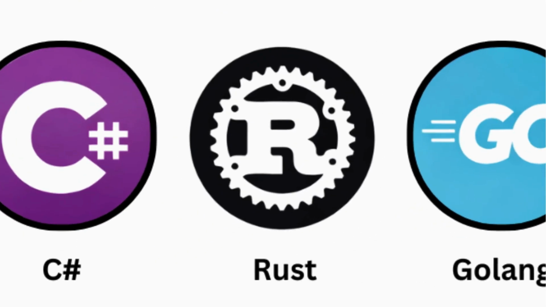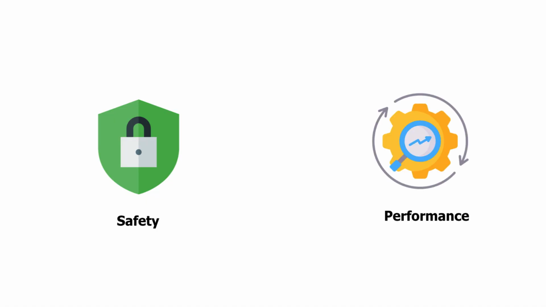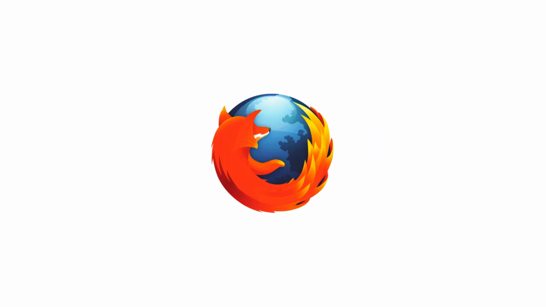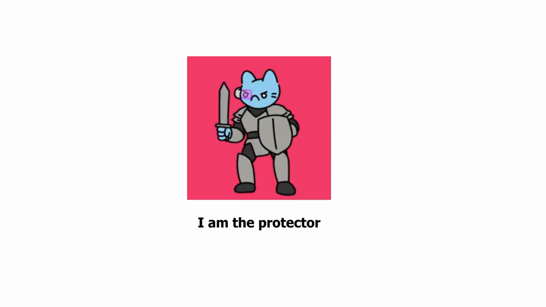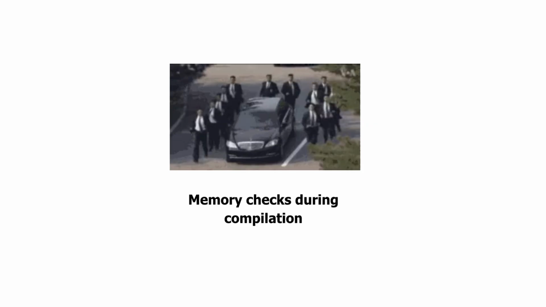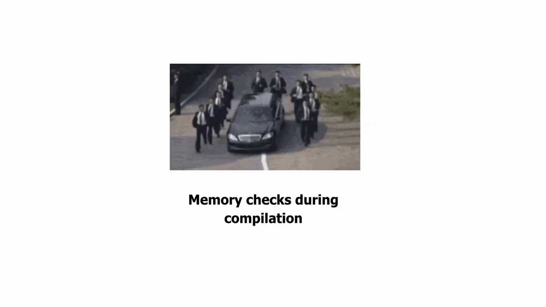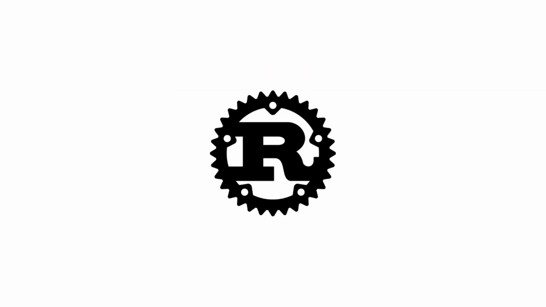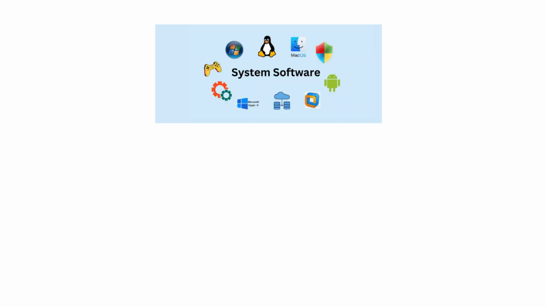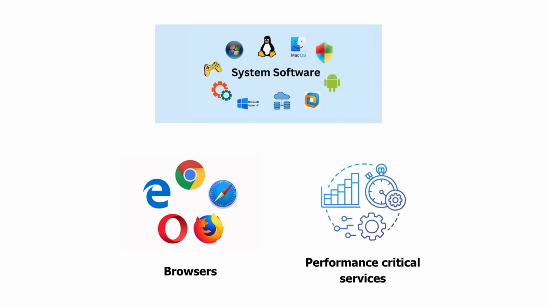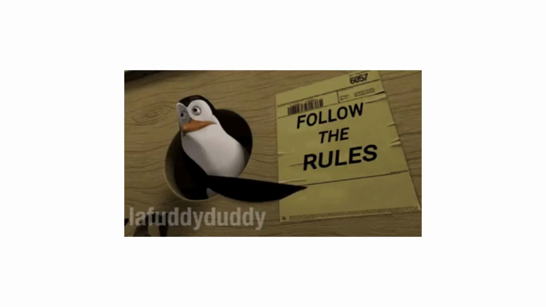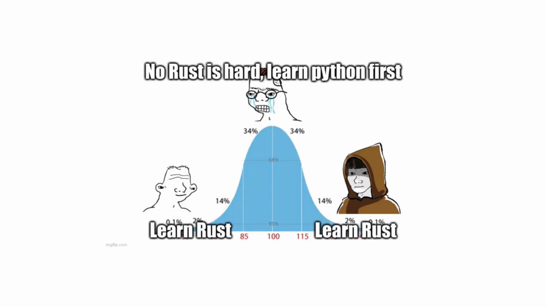Rust is a modern programming language focused on safety and performance. It was first released in 2010 by Mozilla. Rust was designed to prevent many common memory errors that occur in languages like C and C++. It achieves this through a strict system that checks how memory is used during compilation. Rust is increasingly used for system software, browsers, and performance-critical services. However, its strict rules can make the language harder for beginners to learn.